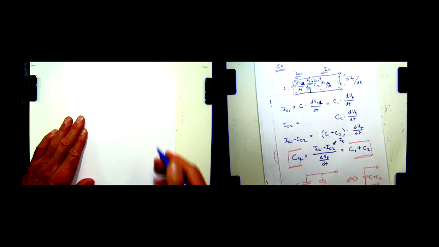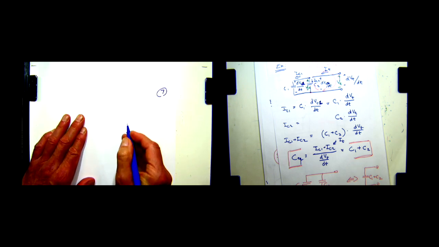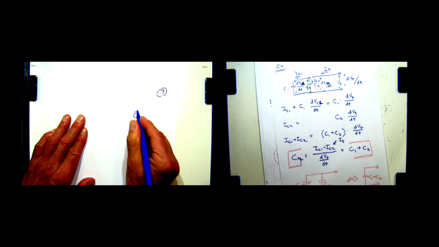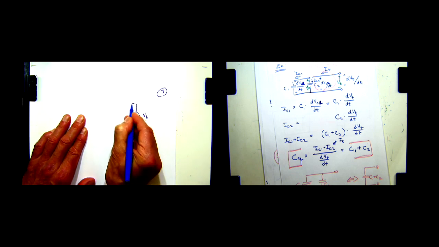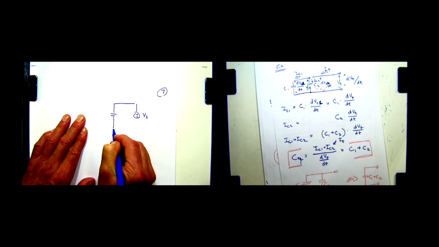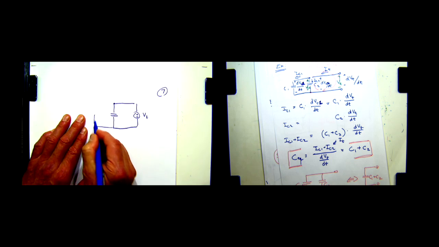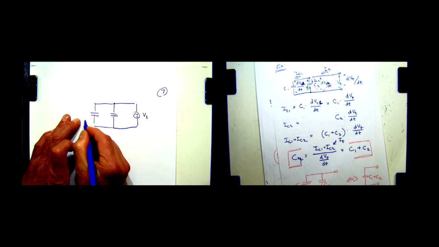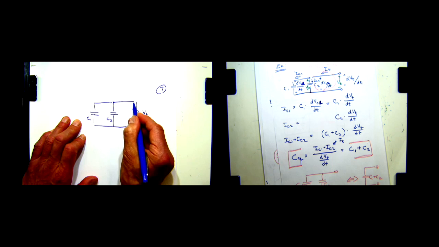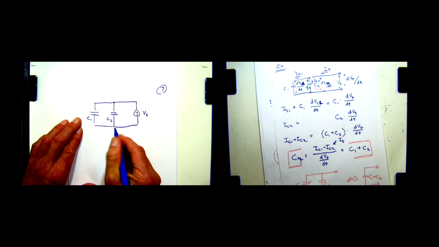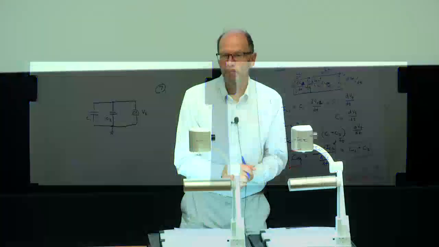You could also solve this with node voltage analysis, by the way. It would be a little bit pathological here, but it would work. So what you would have here is a source, VT, and some elements like this, actually two, C1 and C2. What is the first step? Well, we would assign a ground node. What's the second step in node voltage analysis?